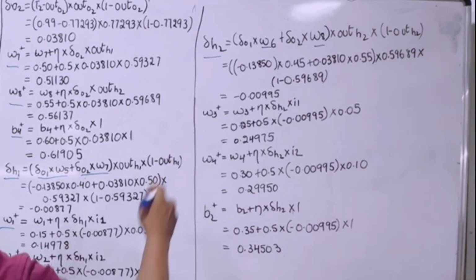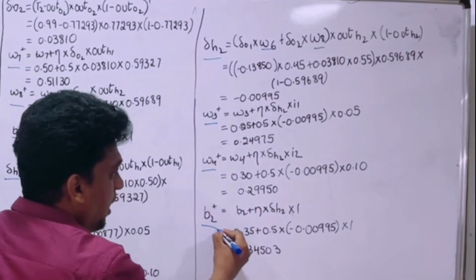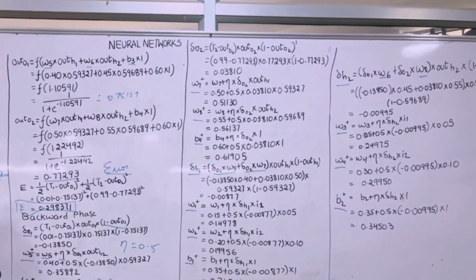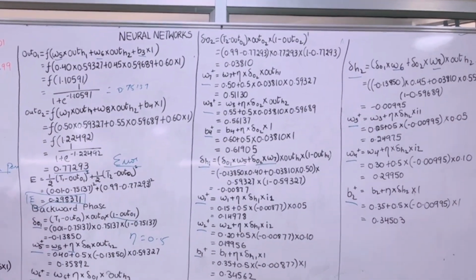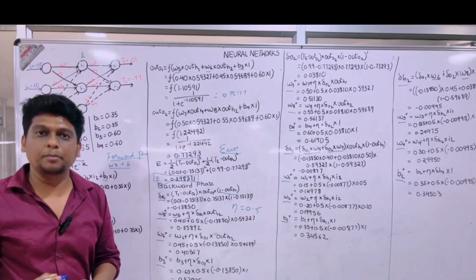Similarly, in the second case, we update W3, W4 and B2. Now we have the updated values for all the weights. So we again calculate this error. We should repeat the process until we get the minimum value of error.